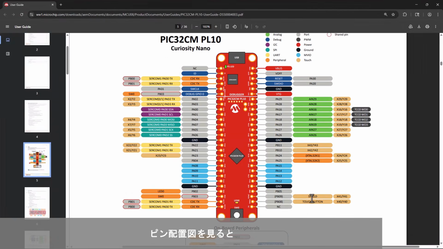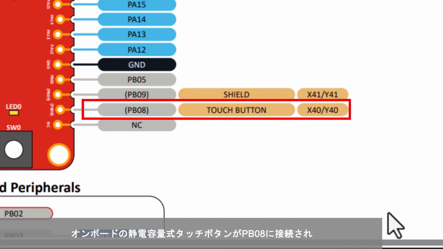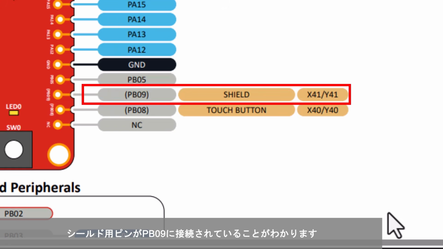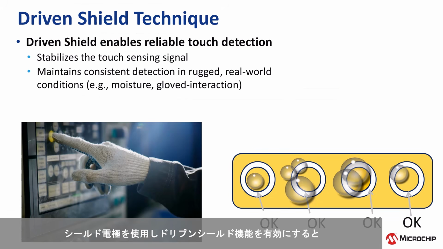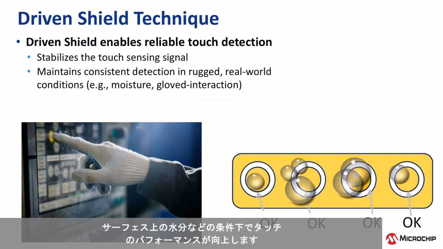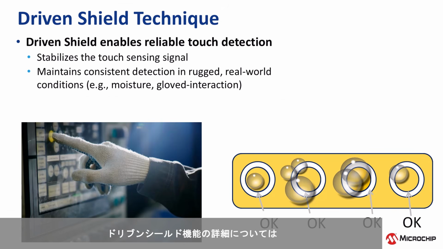In the pinout diagram, you'll see the onboard capacitive touch button is connected to PB08 and the shield pin is connected to PB09. The shield pin enables the driven shield feature, which improves touch performance in conditions such as surface moisture. For more information on the driven shield feature, please refer back to part 1 of this video series.